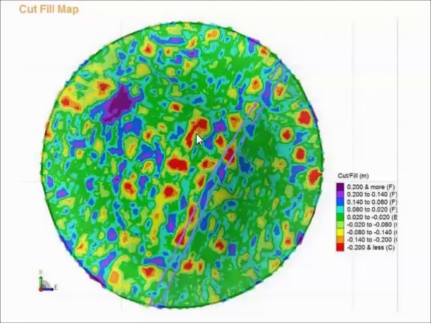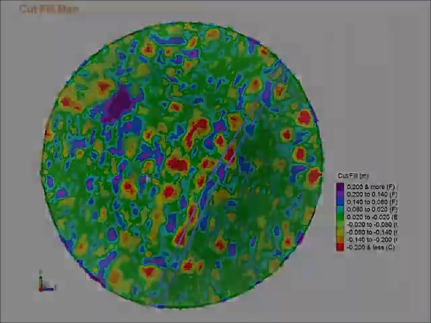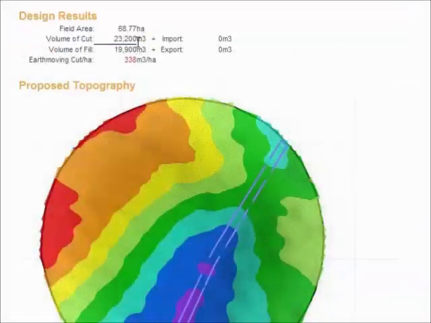If we look at the cut fill map, we can see there's cutting and filling spread over the field, getting rid of a few knobs. Now if we didn't do these earthworks, water would be pooling all throughout the furrows because it couldn't drain out. If we come back and look at the earthworks, in this case we had about 23,000 cubic meters of earthworks. That comes out at 338 cubic meters a hectare, which is roughly 60 cubic yards per acre.